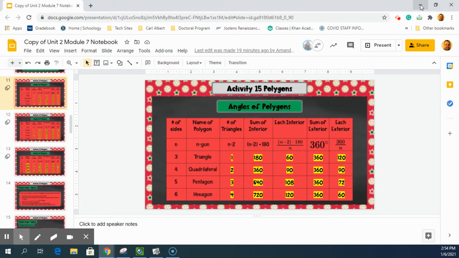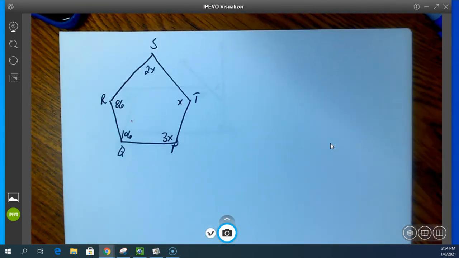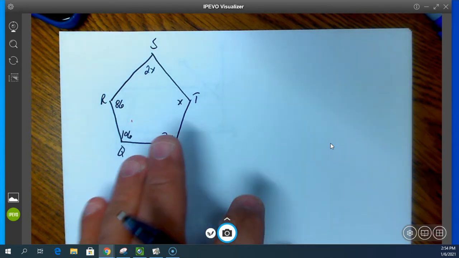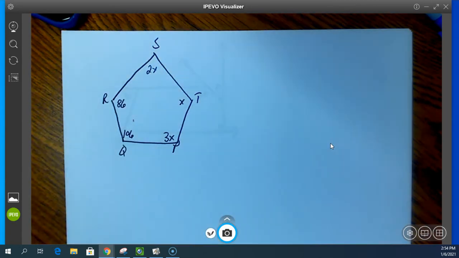Now I'm going to switch over and do this on paper. And you need to do this on paper also. So pause the video for a second. It doesn't have to be perfect, but draw the picture, draw the pentagon, and put in the information so we know what to work with. So pause the video and draw this.